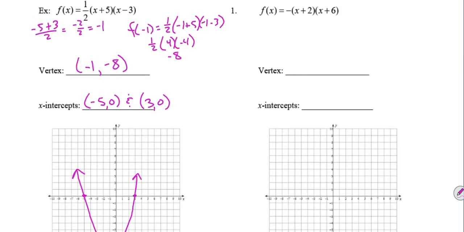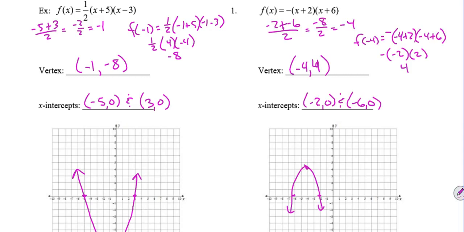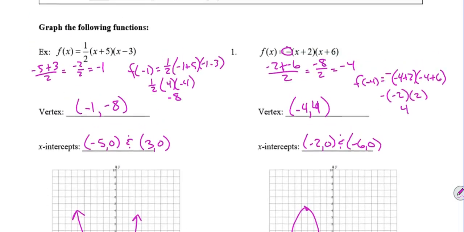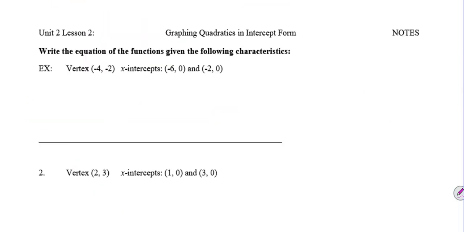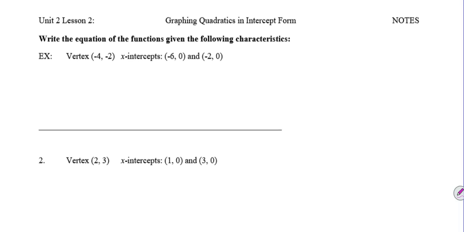So try this one on your own. Pause the video, give it a try, and then we'll come back and check your answer. Okay, so here should be the vertex, x-intercepts, and graphs of the function provided. Notice that this was a negative function, so it should be opening downward, which it is. All right. So that is graphing from intercept form. Pretty straightforward. Let's take a look now at writing equations given the following characteristics.